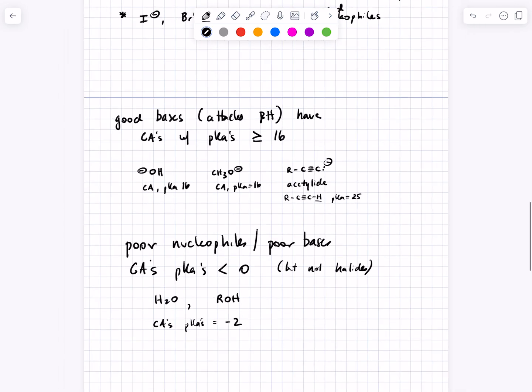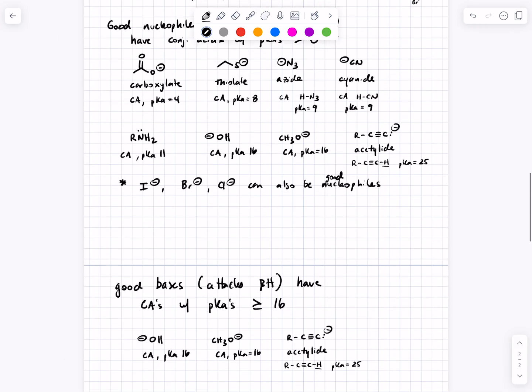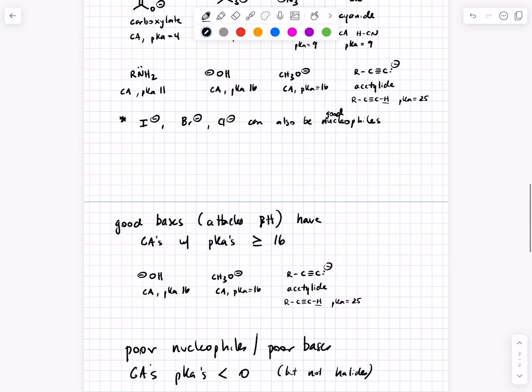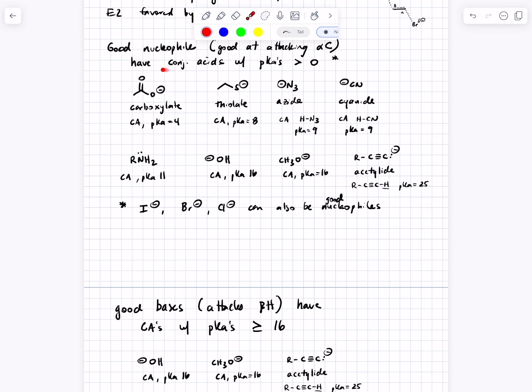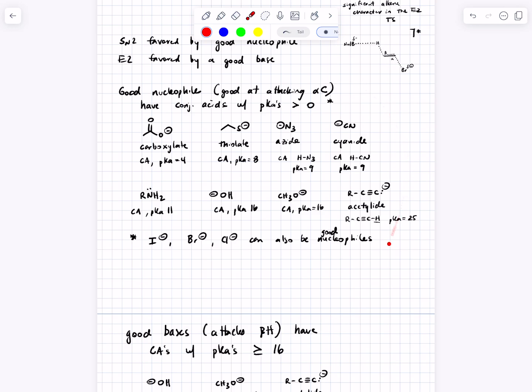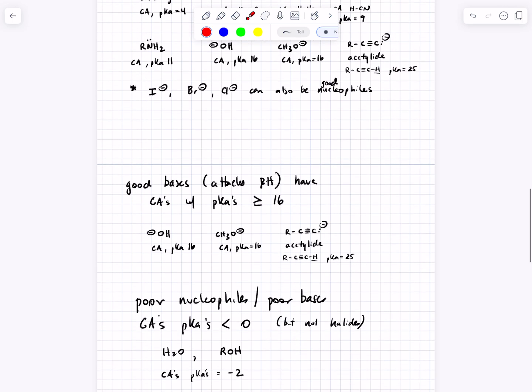So let's see, we've dealt with things that are both good nucleophiles and good bases. That's here. We've dealt with things that are just good nucleophiles and not good bases. Understand, you're going to have to go back and separate this list because I've just shown you all the good nucleophiles together without distinguishing whether they're good bases or not. Here, I've just given you things that are good bases without distinguishing whether they're good nucleophiles or not.